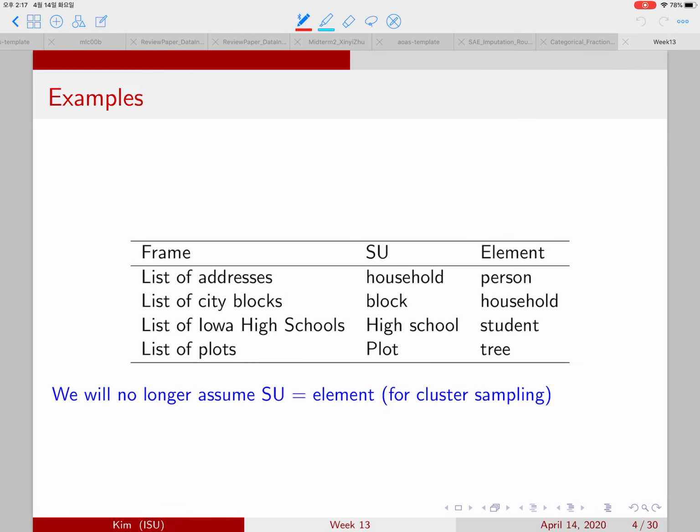On this page, we list some examples of clusters for cluster sampling. In the usual household surveys, we may have a list of addresses but not a list of the people. So the way we approach people is through households, visiting households. In this case, the sampling unit is the household. Another popular example is a survey of students, where the sampling unit is the school. So we no longer assume that the sampling unit is the element.